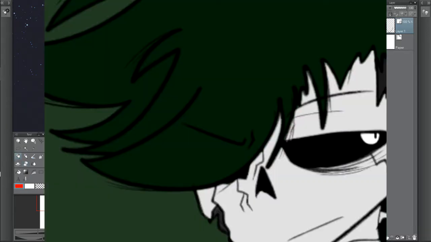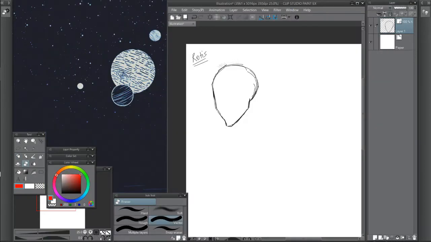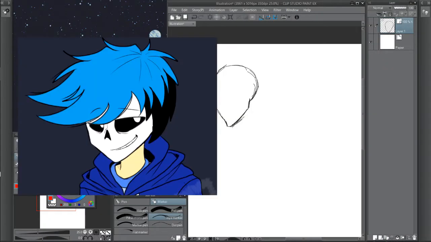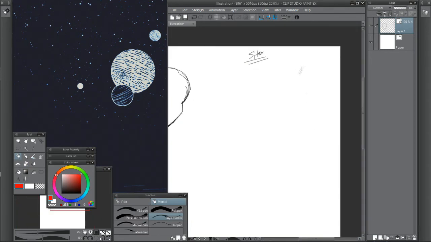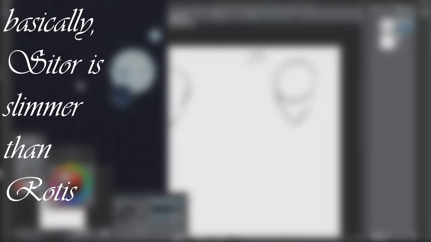Like, one has a fringe and one doesn't have one. One's more curly and one's blue, one's green. But I think the major difference between them is their face shape. Basically, Sitor is slimmer than Rotis.